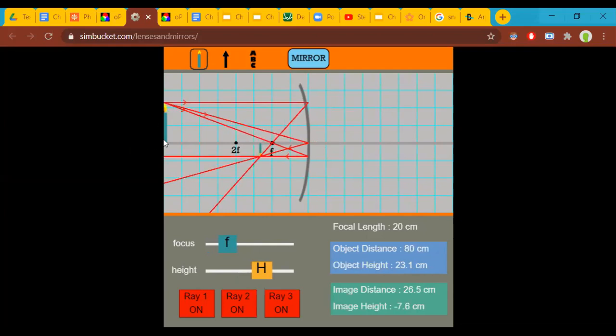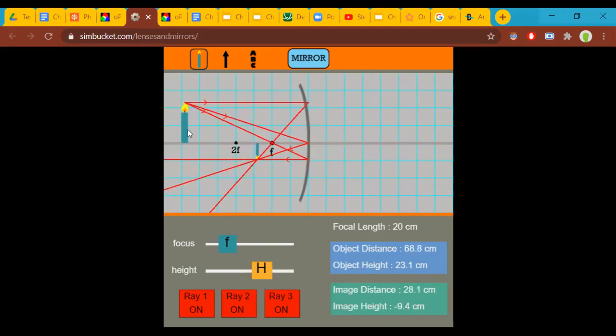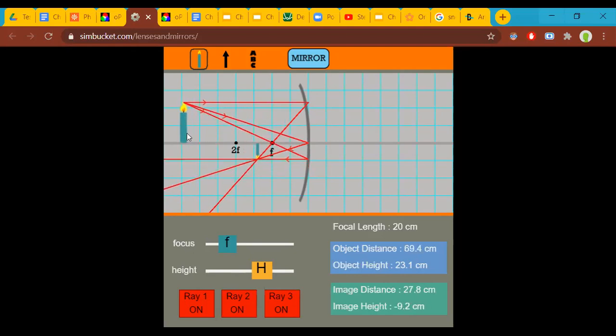You can make the object bigger, but anyways, the main idea is that if you keep pulling the object back, the image moves closer to the focal point. So our answer, we should expect the image distance to be somewhat close to the focal point, and it looks like the image will be real and upside down. And also it'll be smaller than the actual object. So you can see that the image looks smaller.